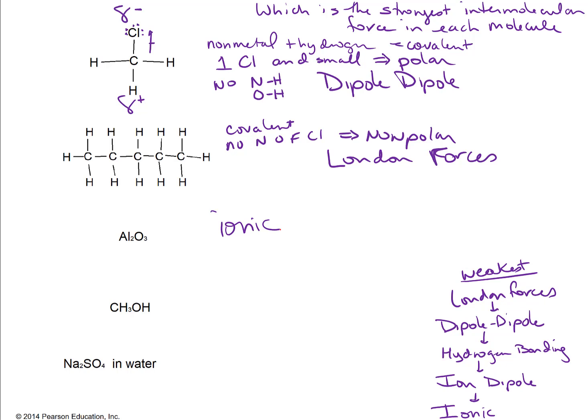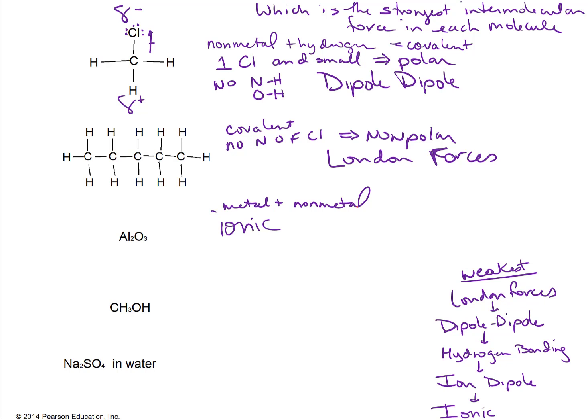So remember that ionic compounds form crystalline structures, extremely stable. This is the strongest attraction. Aluminum oxide's a solid at room temperature. It's so stable. It melts at a couple thousand degrees.